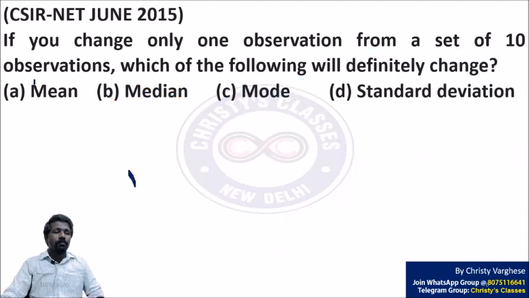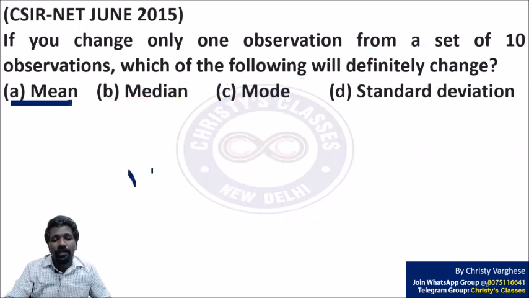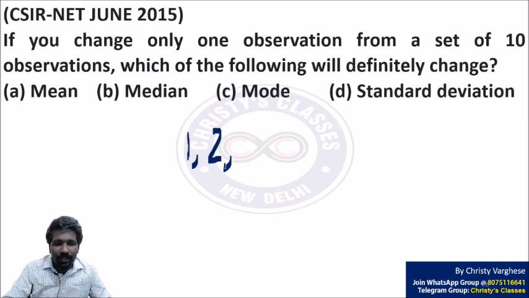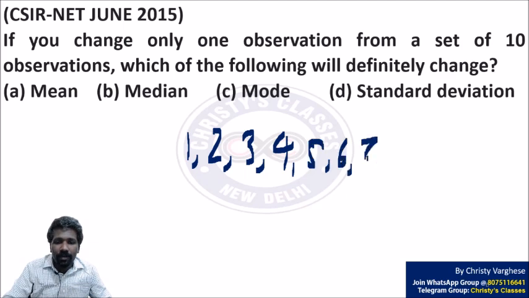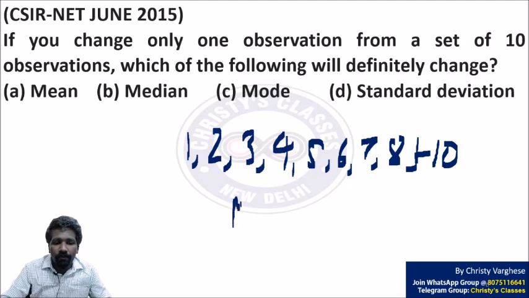Now let's analyze option A, mean. Will the mean change or not? Definitely the mean will change. Why? For example, I will take the example we have created for the median itself for analysis. After that, we will prove it also. 1, 2, 3, 4, 5, 6, 7, 8, 9, 10. The mean of this also is 5.5.